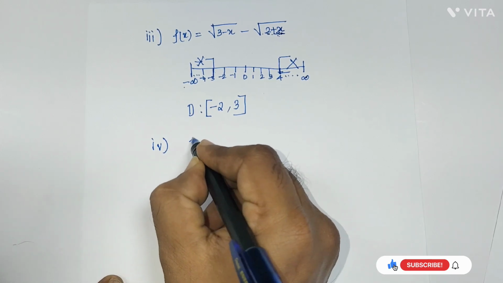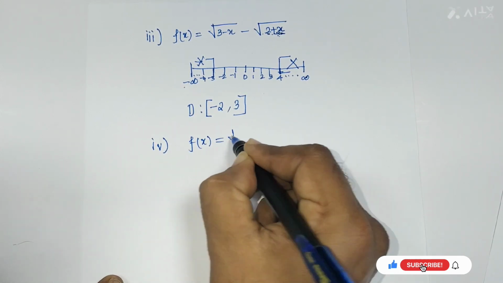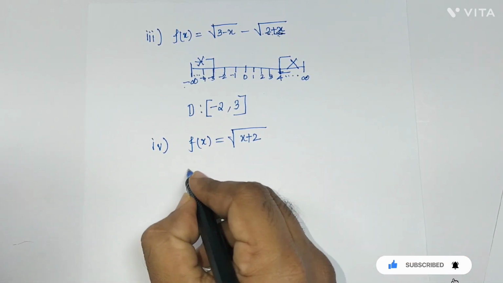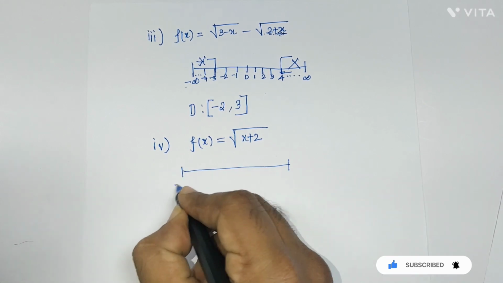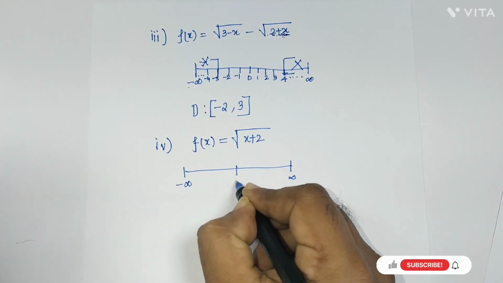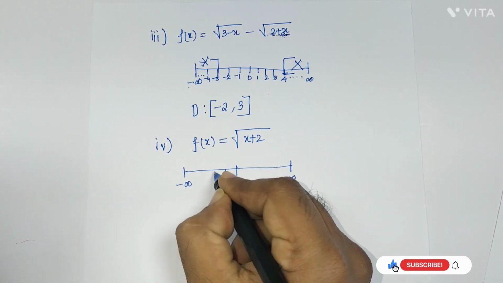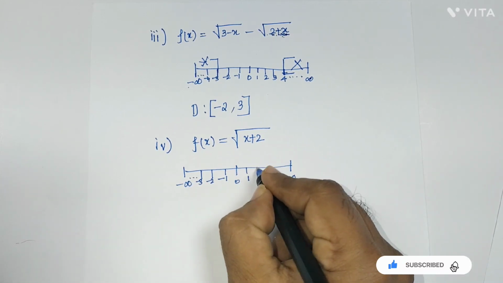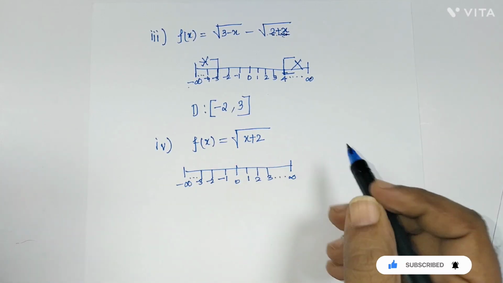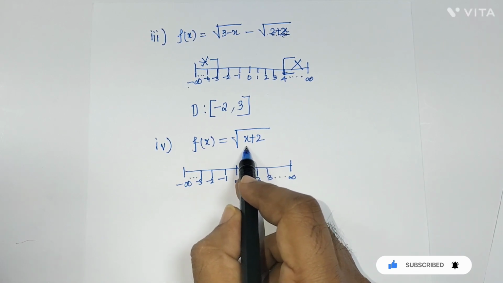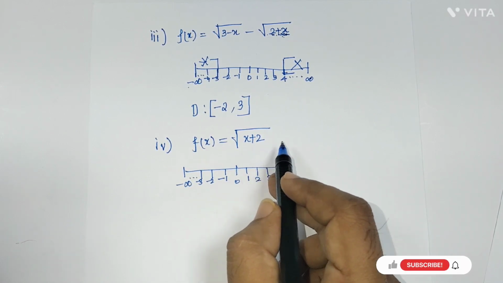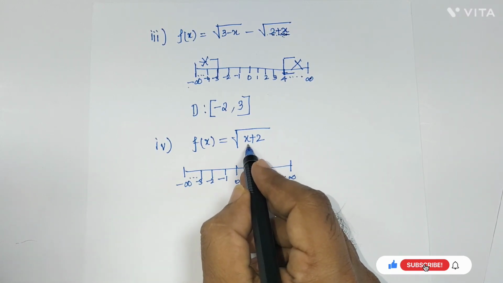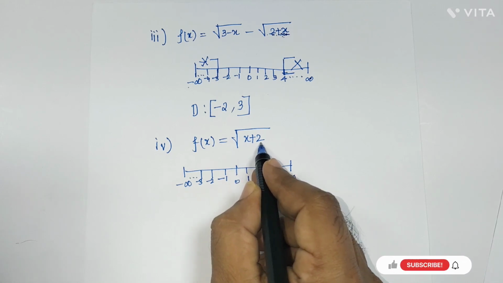Okay. And the fourth one, I'll write f of x equal to root of x plus 2. So already you know, for root of x plus 2, I'll write here minus infinity to plus infinity. The center point is 0. I'll write here minus 1, minus 2, minus 3, and the remaining points, and here 1, 2, 3, an infinite number of terms. If you substitute a positive number, there are no issues: 0, 1, 2, 3, 4, 5, like that, you will get the answer. But on the left-hand side, if you substitute a negative term, minus 1 is possible.